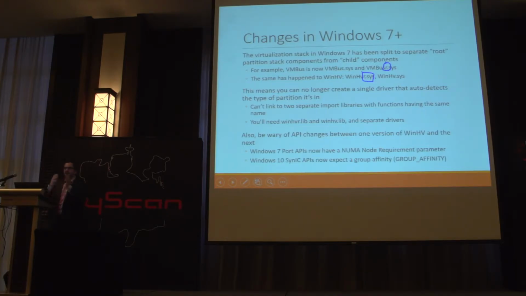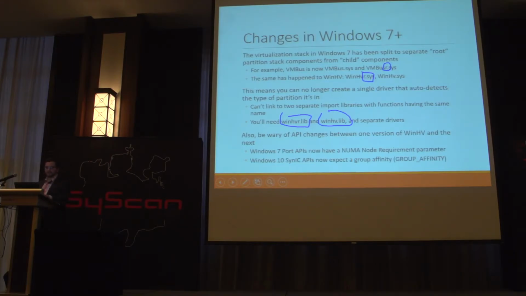So now you can't just have a driver that recognizes am I root or child and does the right thing, because you're going to be importing the APIs that have the same name from two separate libraries. So you actually have to build your own winhvr.lib and link a root driver against that, and a winhv.lib and link a child driver against that.